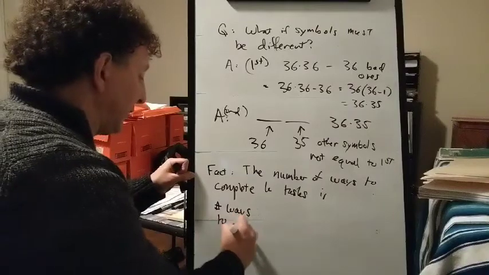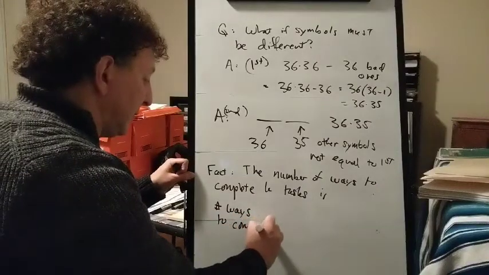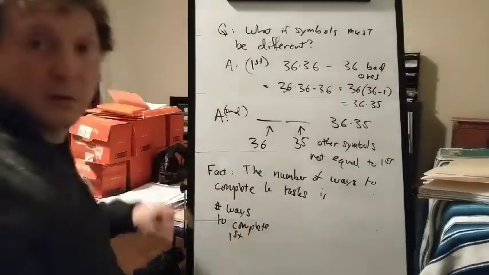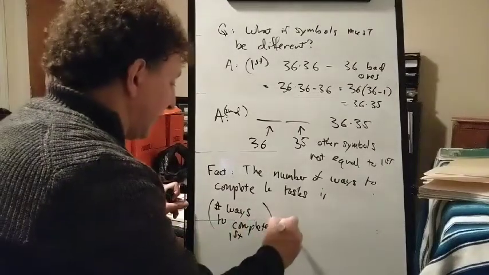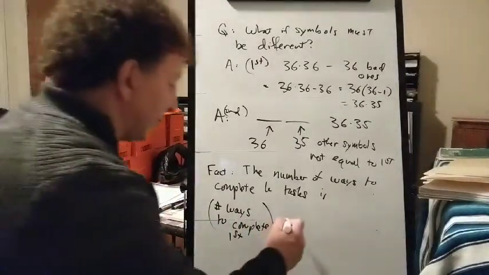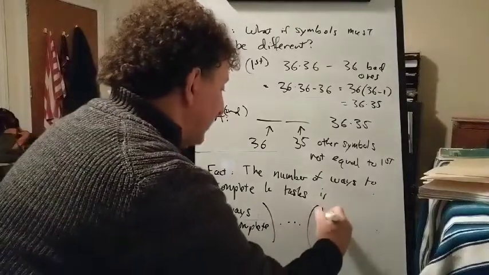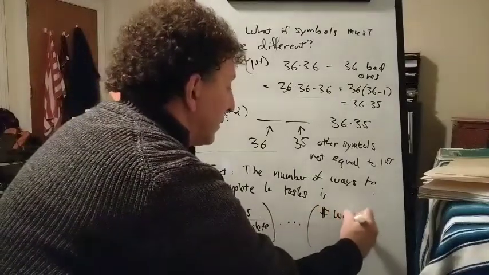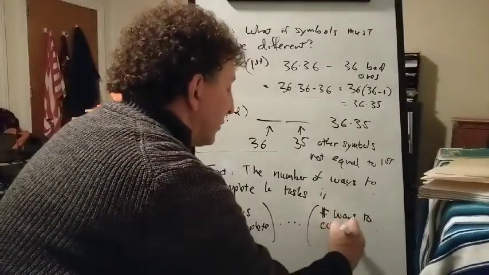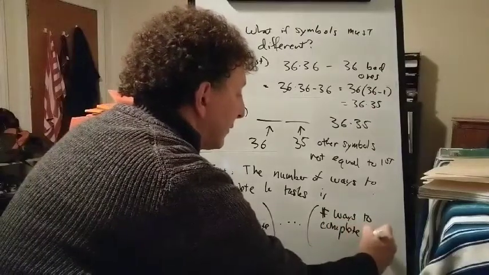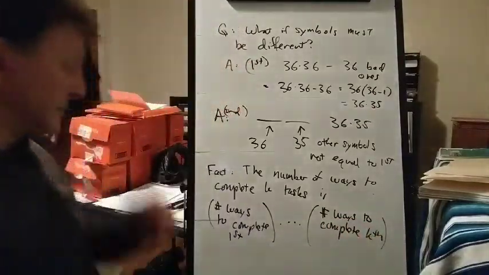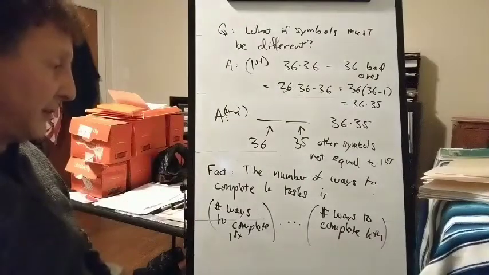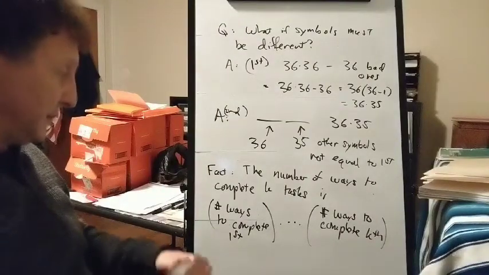the number of ways to complete the first, times the number of ways to complete the second, times the number of ways to complete the third, etc., times the number of ways to complete the kth. So we just perform all those tasks and count the number of ways to do it.